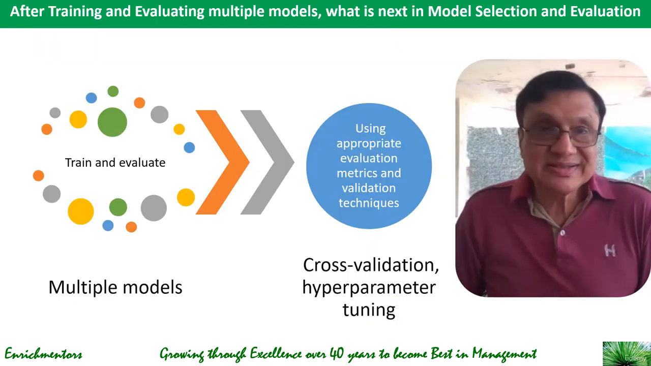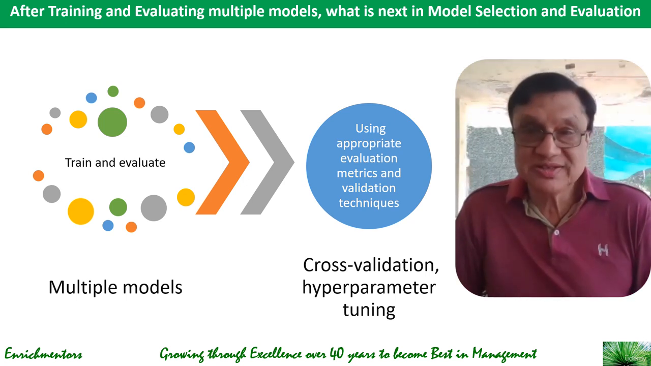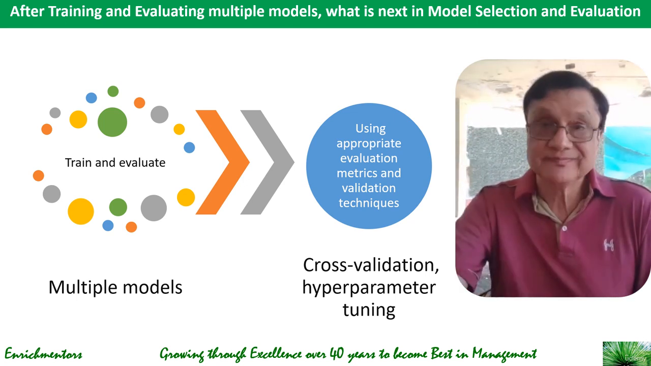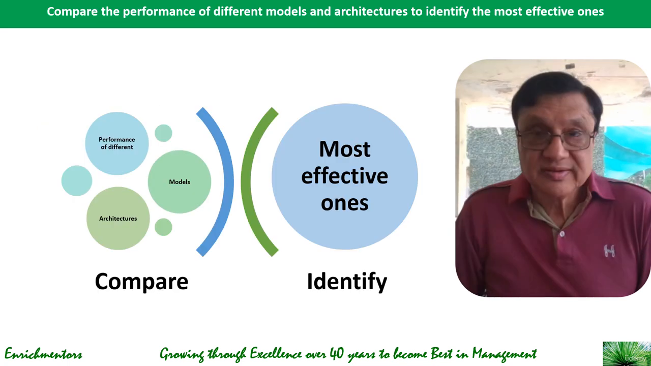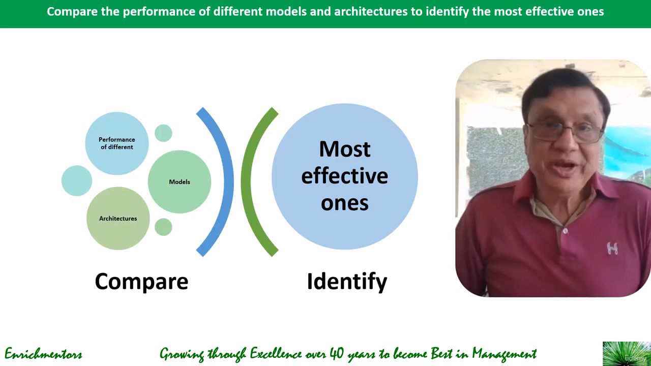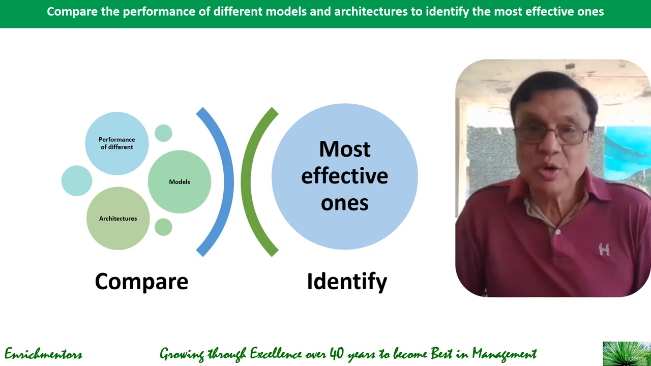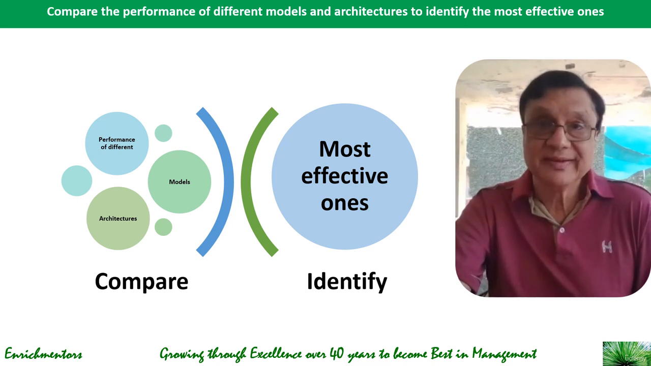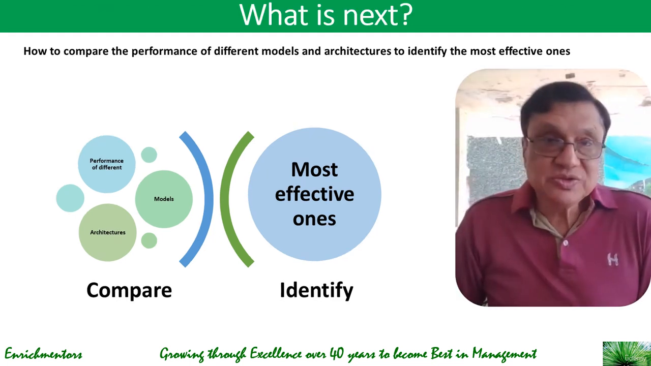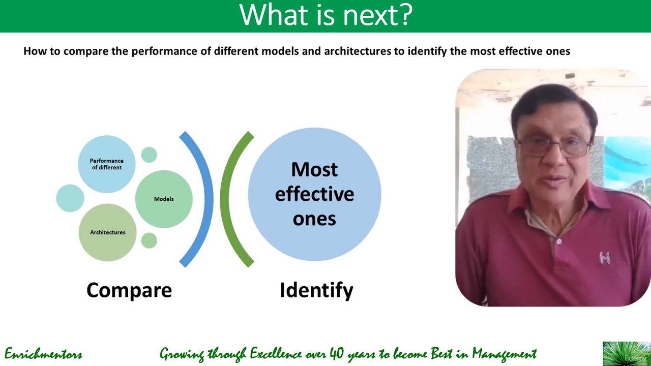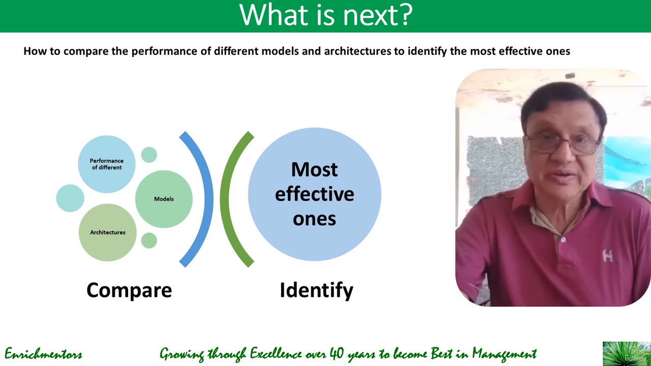So what is next after training and evaluating multiple models in the model selection and evaluation process? Any thoughts? So the next thing is to compare the performance of different models and architectures to identify the most effective one, right? And that is what we will do in the next lecture. We will talk about how to compare the performance of different models and architectures to identify the most effective one.